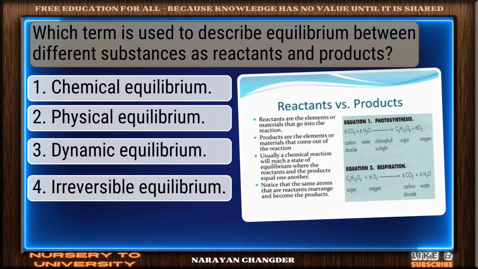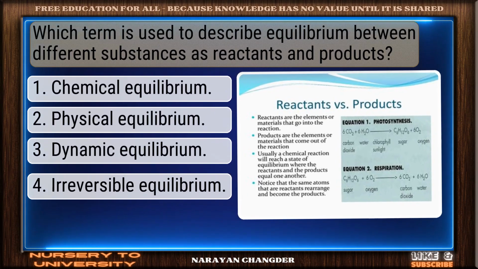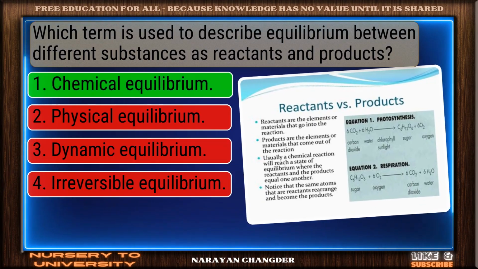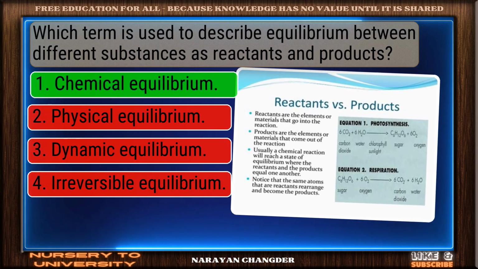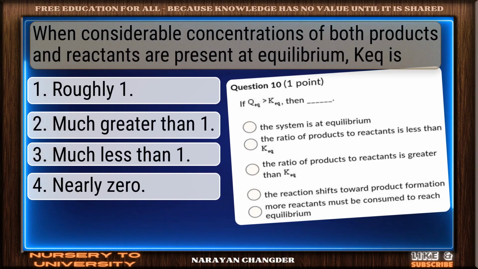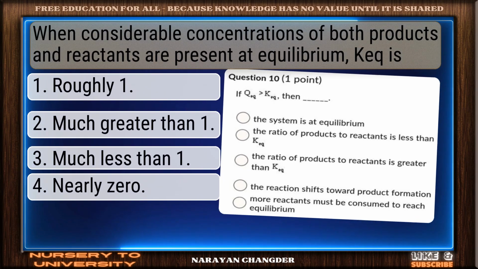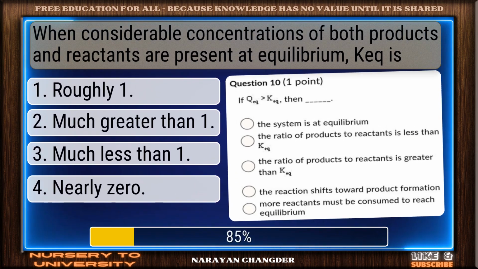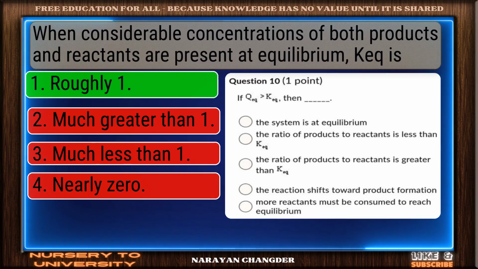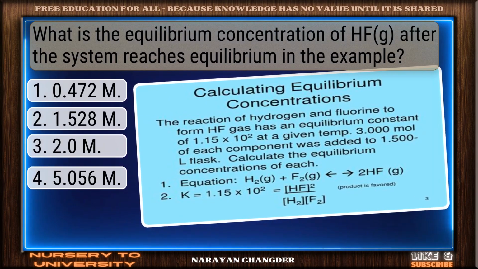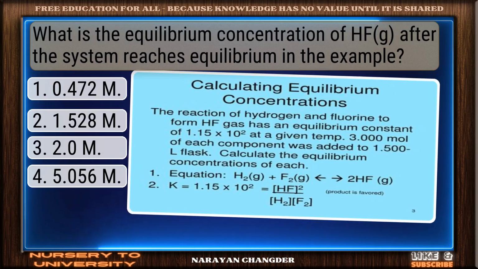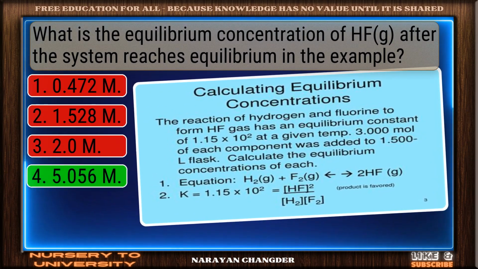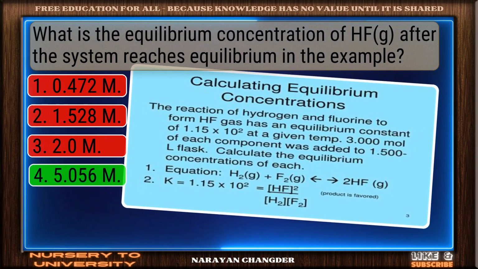Which term is used to describe equilibrium between different substances as reactants and products? On track. Chemical equilibrium is the correct answer. When considerable concentrations of both products and reactants are present at equilibrium, Kc is... Good job. Roughly 1 works well here. What is the equilibrium concentration of A after the system reaches equilibrium in the example? You got it. Your choice, 5.056 M, is right.